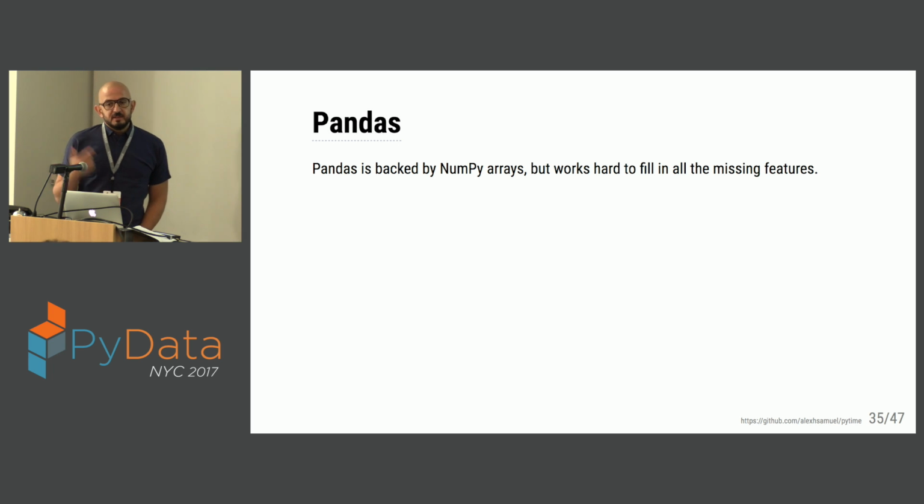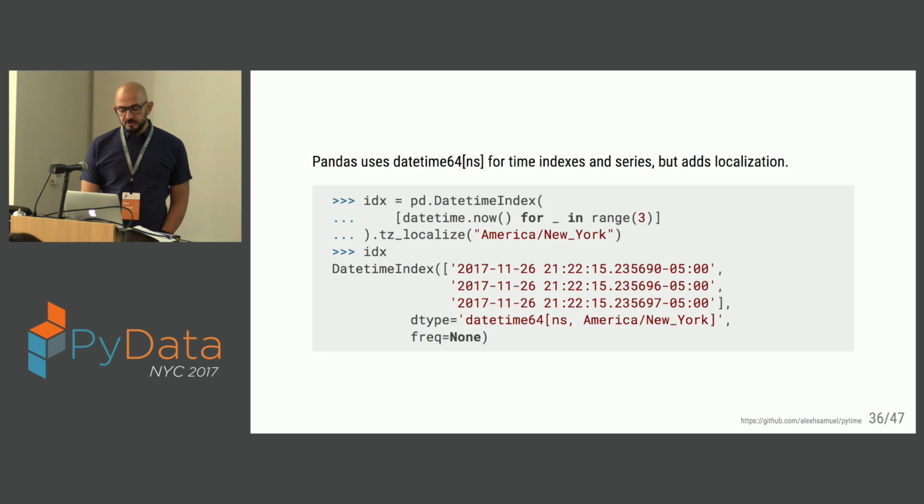However, Pandas, now Pandas is probably what most people use for data science. It's backed by NumPy arrays, so Pandas does use datetime64 under the hood, but Pandas goes through great lengths to paper over the feature gaps in NumPy's datetime64. It's really a heroic effort. So it uses datetime64 under the hood, but one of the things it does is it adds localization.